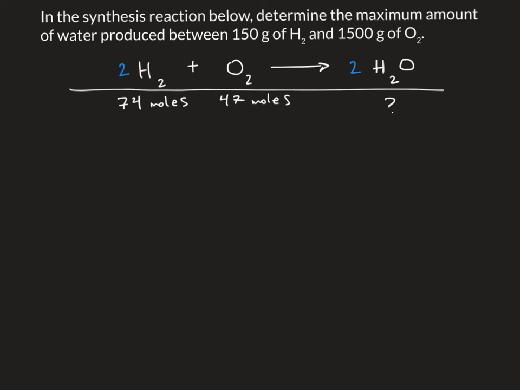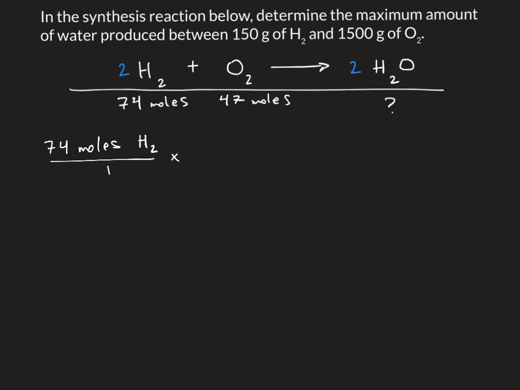All right, so now we're just basically doing the same thing we did in the last problem, okay? If you want to solve it the first way I showed you, go right ahead, where you divide what we're given by the coefficients, or you can do it the second way. I'm going to go ahead and do it the second way, okay? So we'll start off with hydrogen.